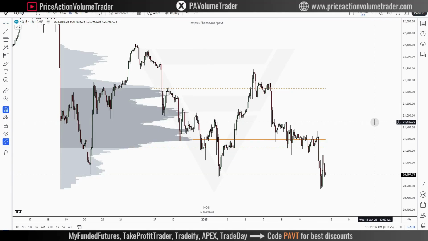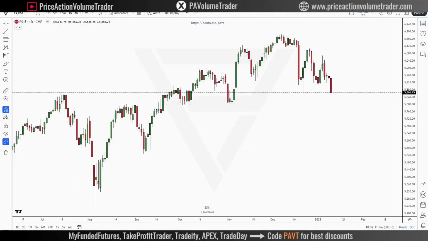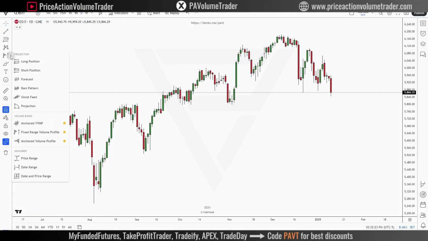Now let's go and look at the type of volume profiles that we'll generally have available. Okay, so just a note, in TradingView, you do get two types of fixed range volume profiles for free, and you can find those on the left hand side under this menu right here. So let's start off talking about fixed range volume profiles.